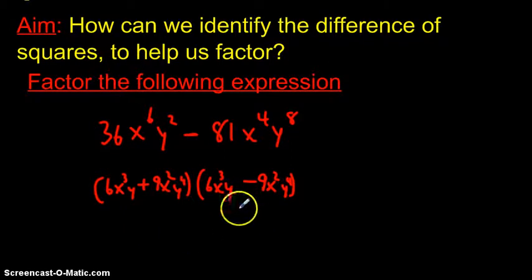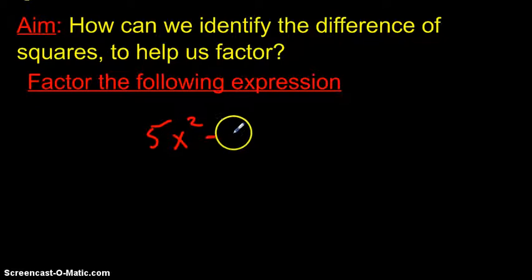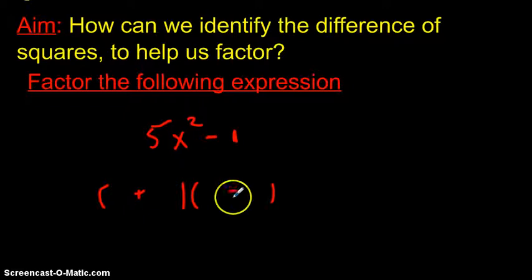Alright, so let's take a look at another example. Let's erase that and look at one more example. 5x to the 2nd minus 1. This is really not the difference of squares because 5 doesn't have a square root. So if you were to try and use the difference of squares here, we're going to get plus and minus the square root of each of the terms.